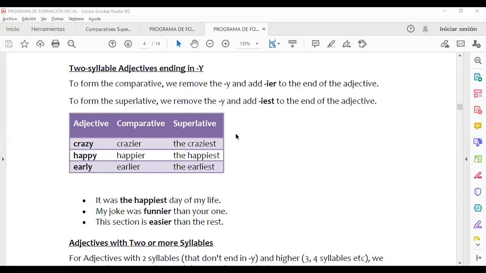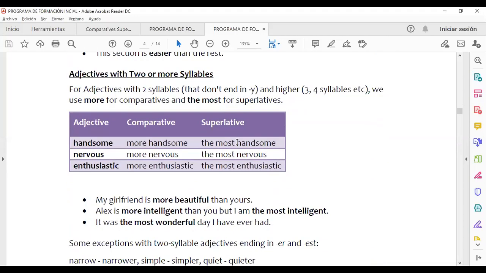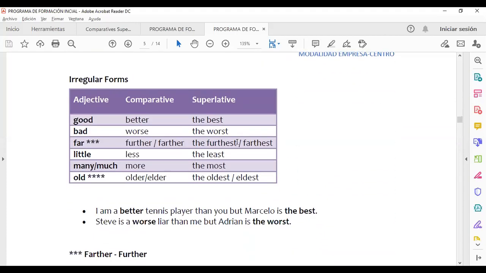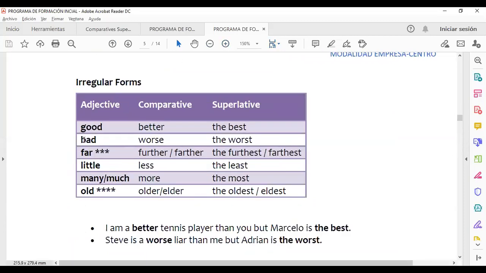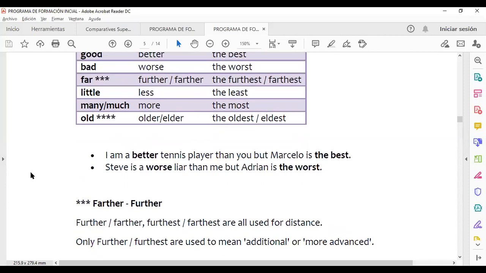Okay, so this is the information that I was just explaining to you about comparatives. Here we have the irregular forms. You can see we have good, bad, far, little, many or much, and old. We can use either further or farther, older or elder. The comparative of little is less, and the comparative of many or much is more. So these are some irregular forms that we have.